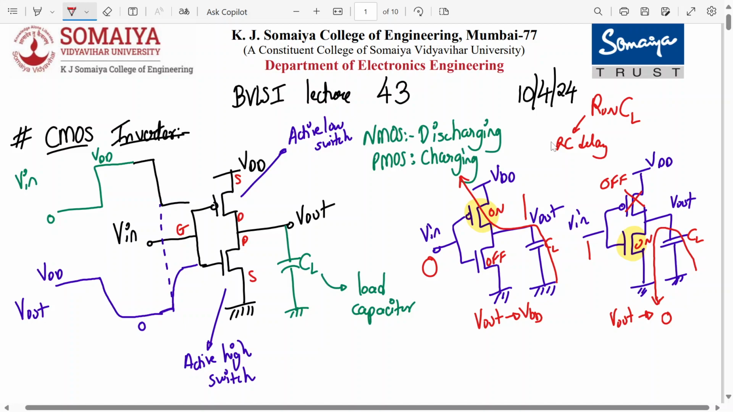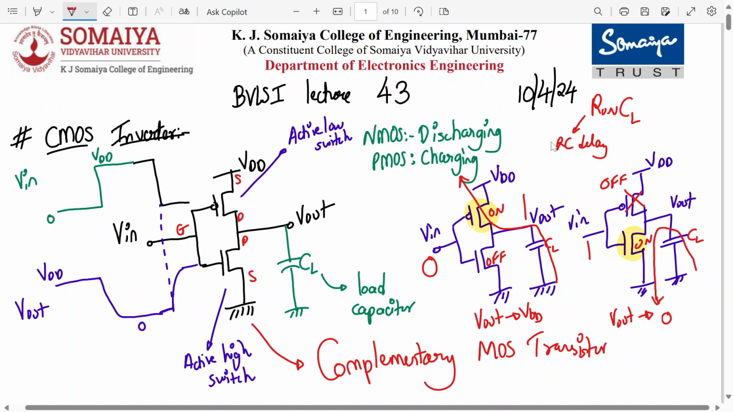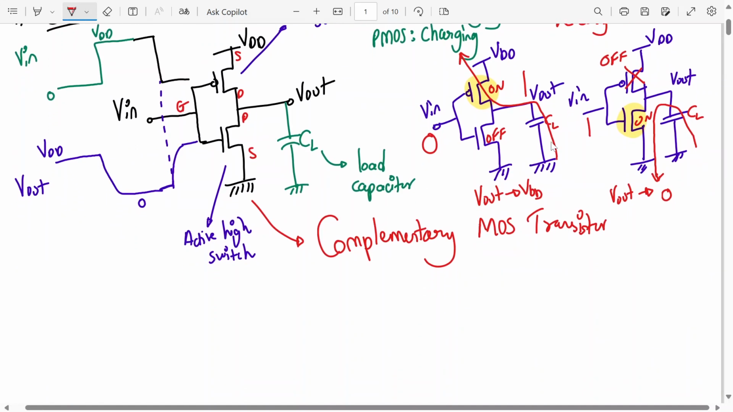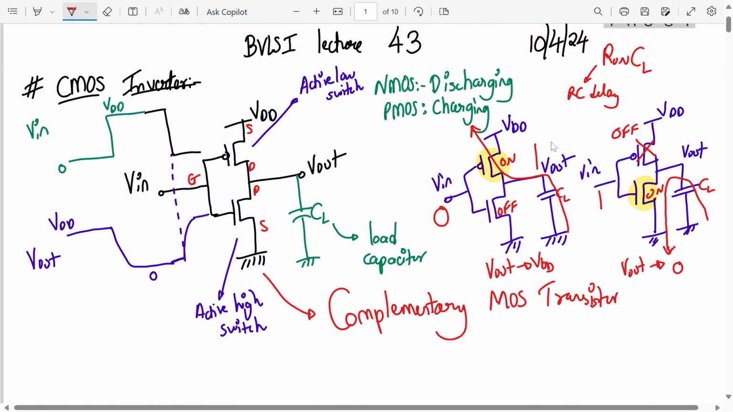Understood? Now, so this is our logic gate, which is our inverter. Why is it called a complementary MOS transistor? CMOS. Why? Yes, when PMOS is on, NMOS is off, and when NMOS is on, PMOS is off. That's why it's called a complementary MOS transistor, or CMOS. NMOS and PMOS are complementary switches, basically. Now, tell me here what direction the current will be of NMOS and PMOS.